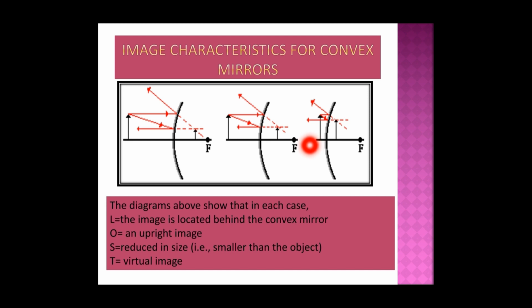Remember when we tried to focus on the acronym LOST? Let us go back to it, where L stands for the location of the image, O for the orientation of the image, S for the size of the image, and T for the type of the image. As you can see, in a convex mirror, whatever the position of the object is, the image is always located behind the convex mirror. It is an upright image, reduced in size, smaller than the object, and a virtual image.